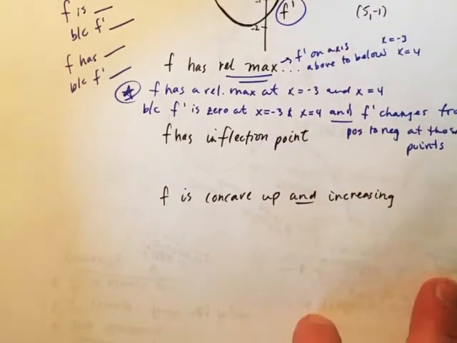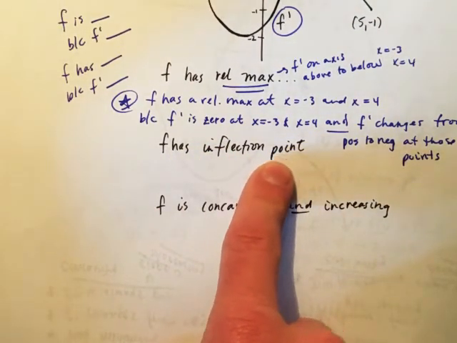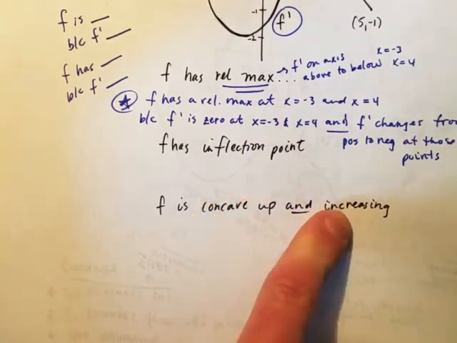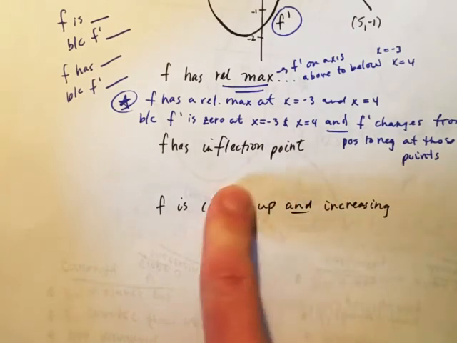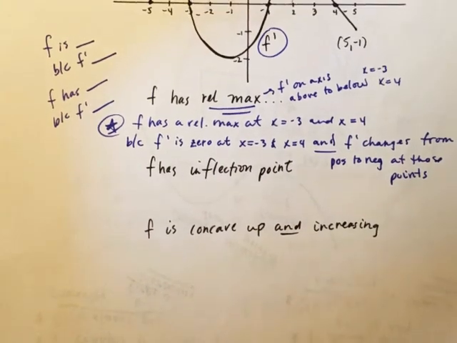So your homework tonight is really just to finish this, talk about where it has inflection points and where it is concave up and increasing. Okay, so think about solving these two problems separately and then seeing where those answers overlap and what answers they have in common.